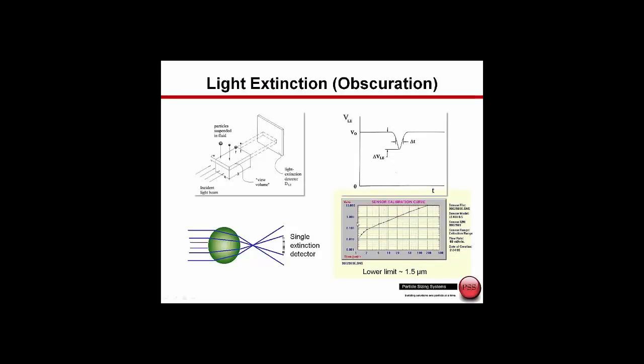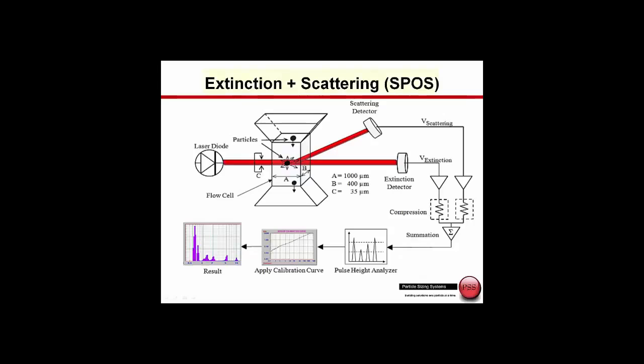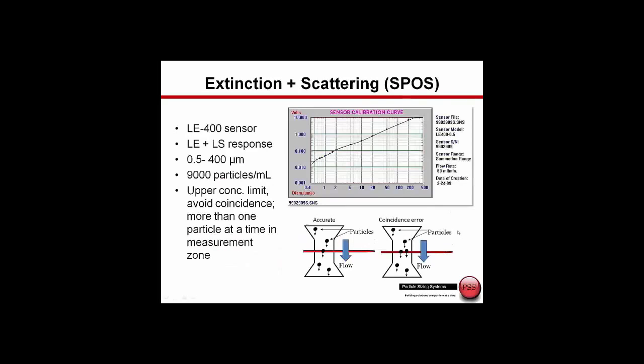The typical calibration curve of a pure light extinction sensor, as shown here, is good down to about 1.5 microns. But in order to improve the dynamic range, Particle Sizing Systems has created the single particle optical sizing sensor, which has both an extinction sensor plus a scattering sensor. So now we're going to use a detector to look at this additional light scattering, which we could think of as a positive pulse. We take these two pulses, the extinction and the scattering, combine them, and use this combined pulse to convert it to the size distribution.